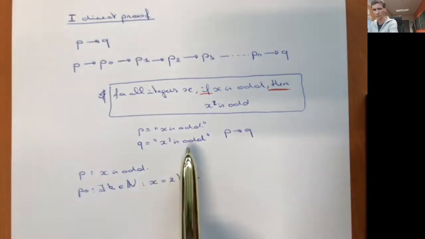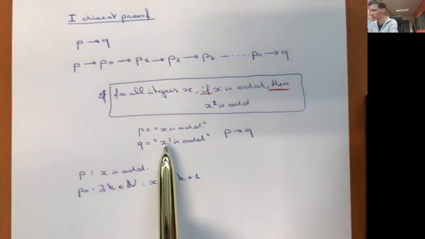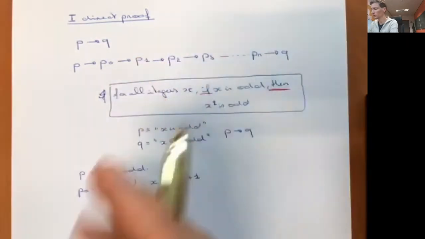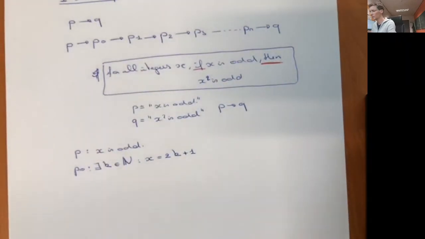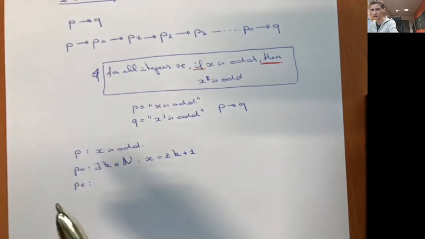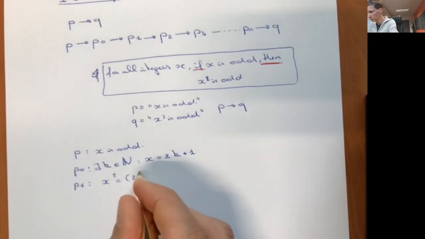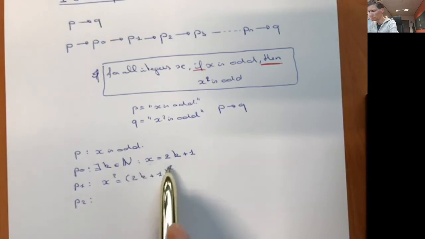Okay. So you want to get a chain and somehow end up with Q. And Q says something about x squared. So here it's a bit of guesswork. What's going to be P1, what's going to be P2, and so on, right? This is not entirely clear, but we want to go in the direction of x squared. So what would be a good thing? Well, a good thing would be to take the square of this x. If x is 2k plus 1, then x squared is equal to (2k plus 1) squared.